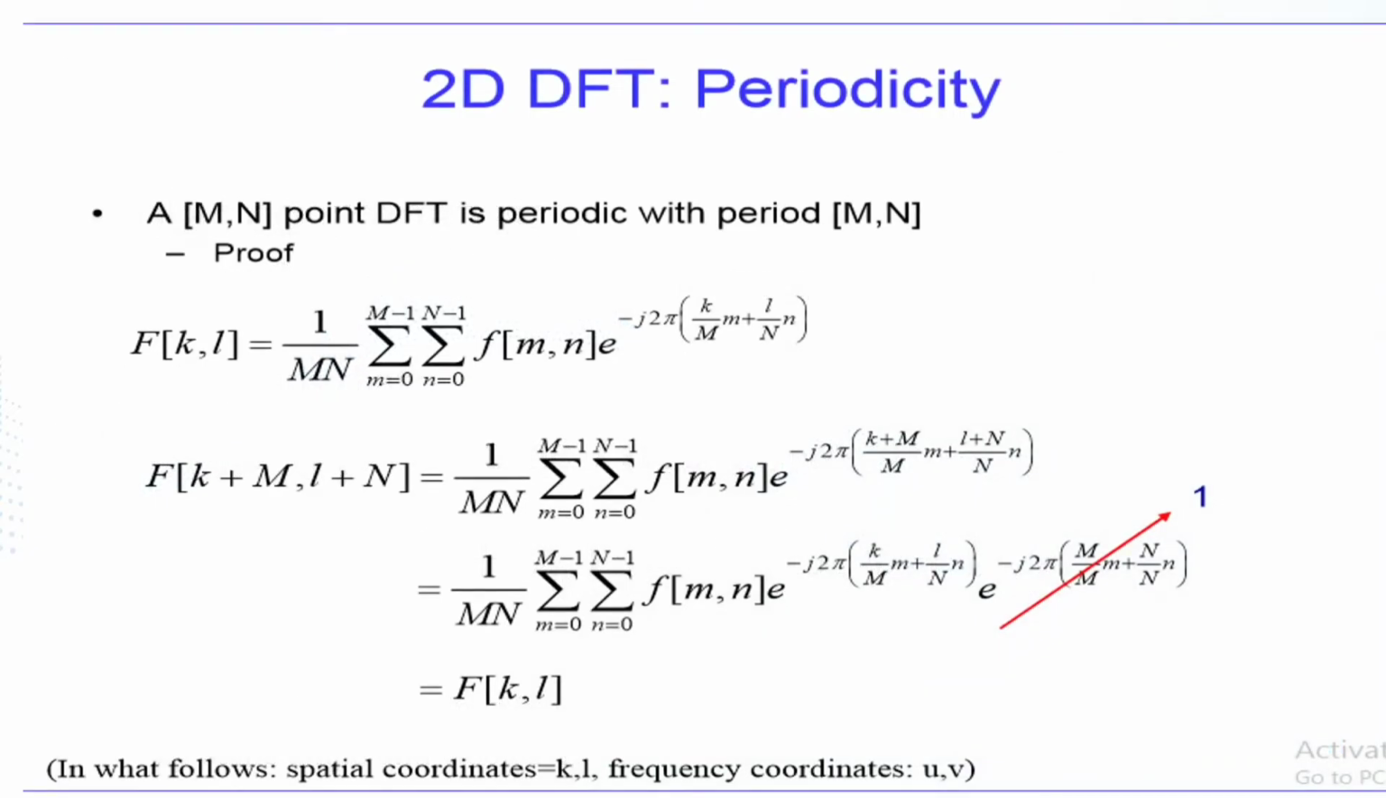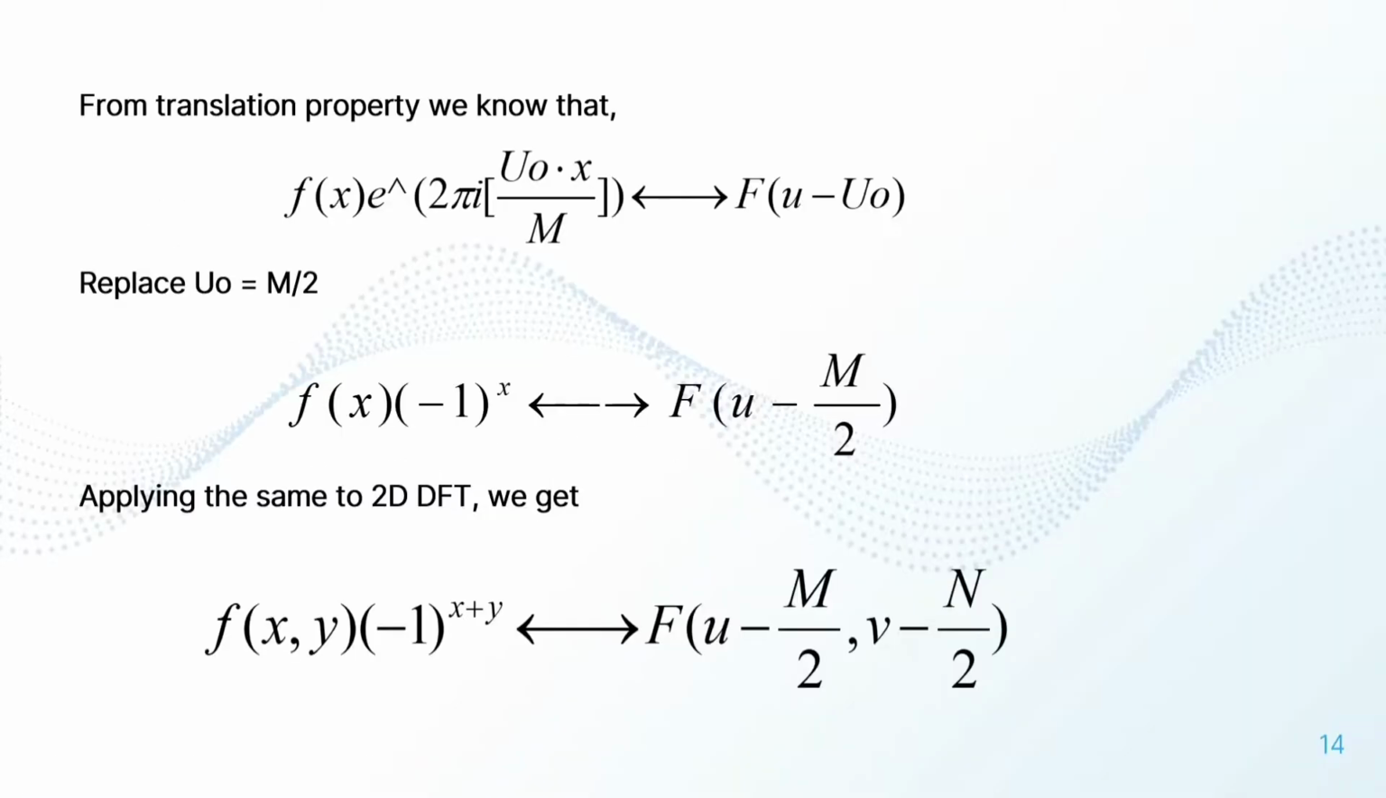Now, coming to the periodicity property, as in the 1D case, the two-dimensional discrete Fourier transform and its inverse are infinitely periodic in the u and v direction. The 2D DFT F of kl is periodic with periods m, n, where m by n is the size of the matrix or the image. It is proved here.